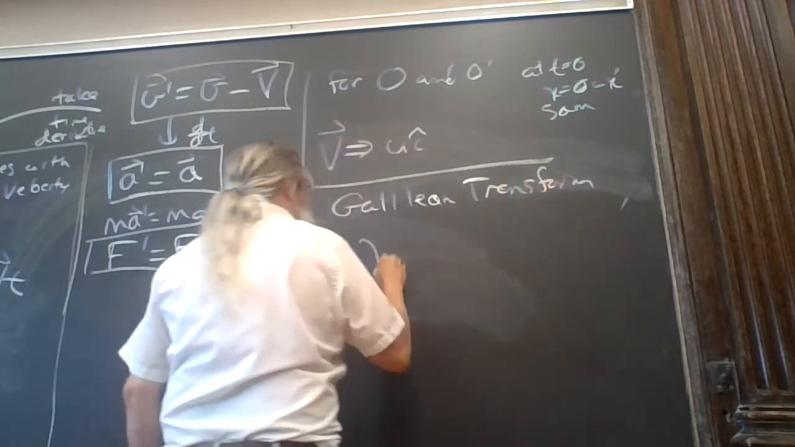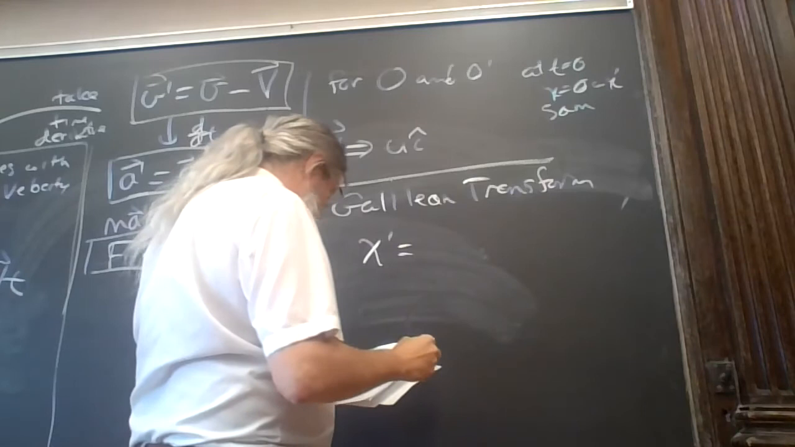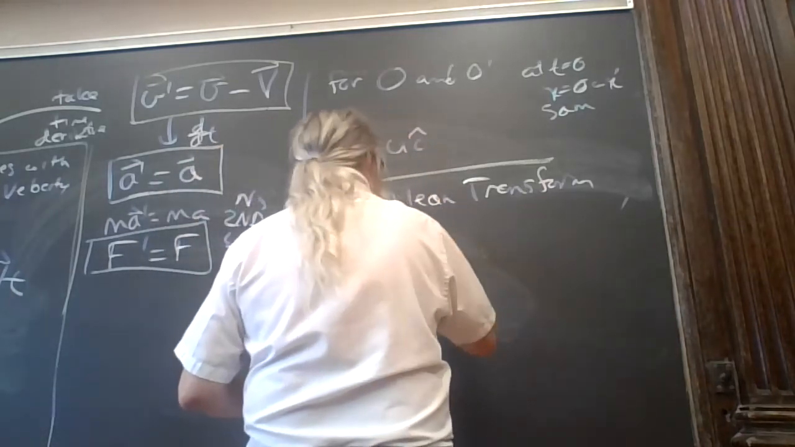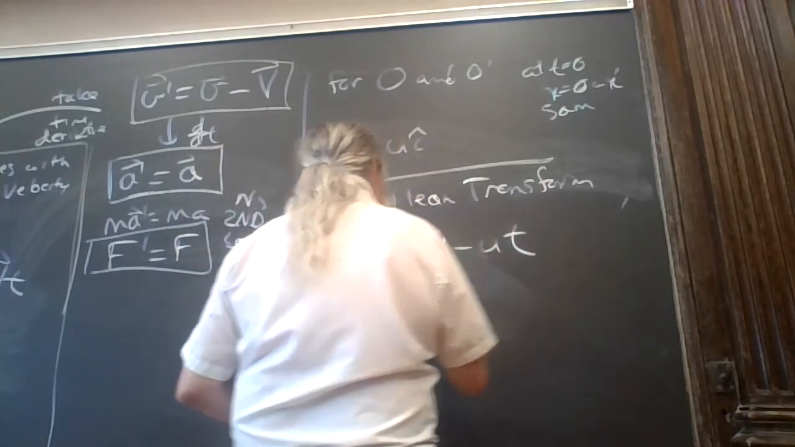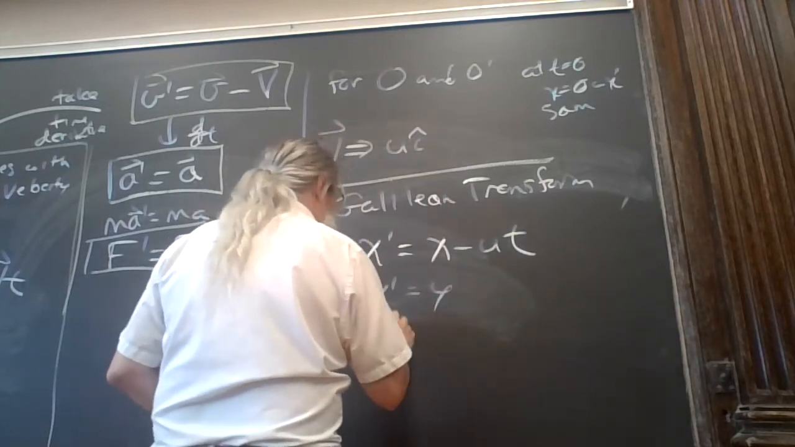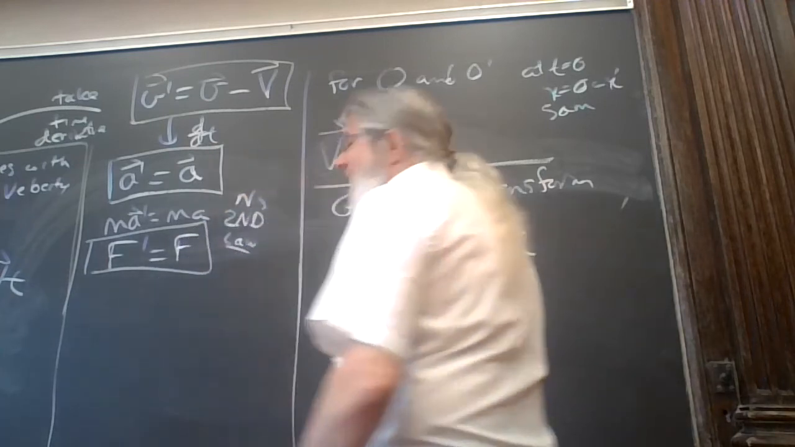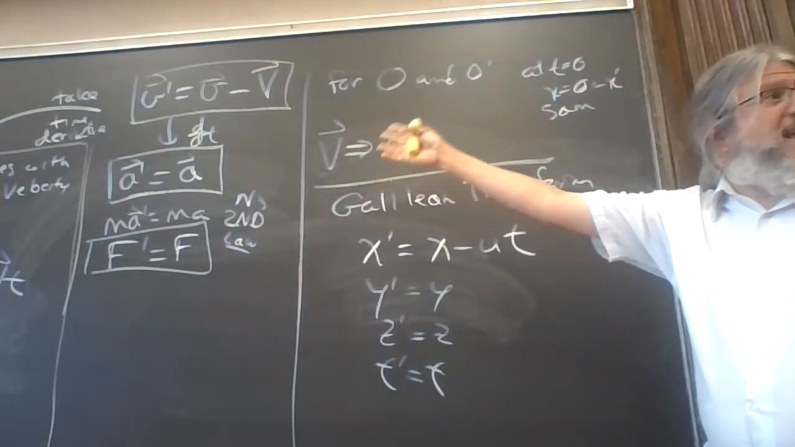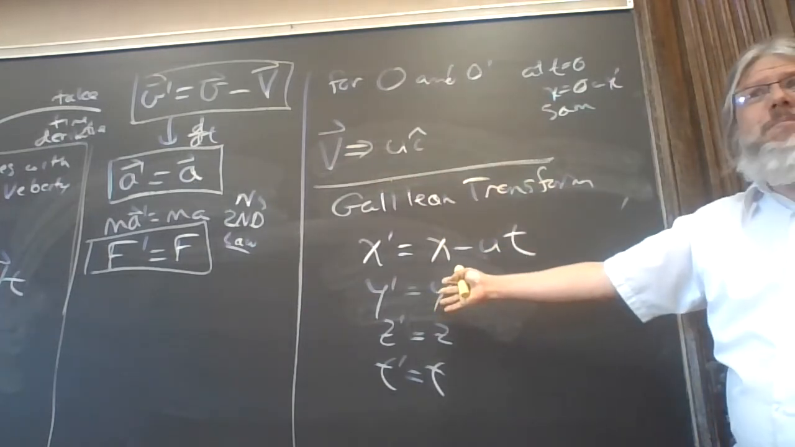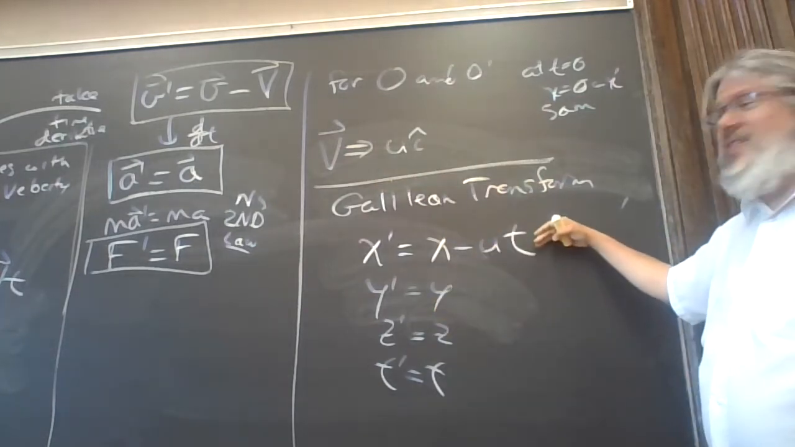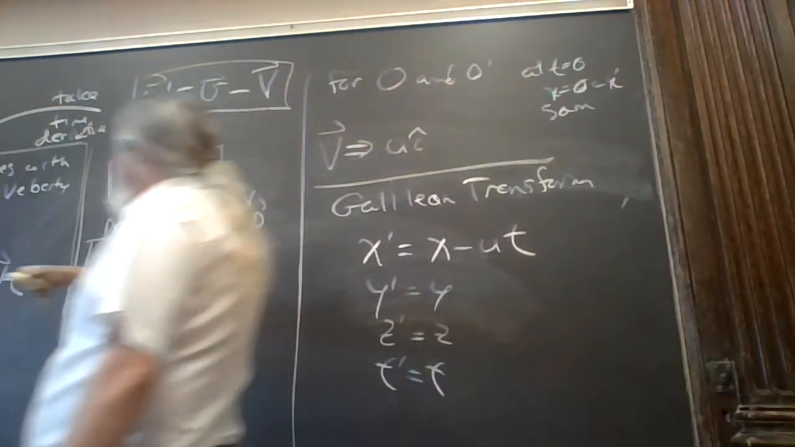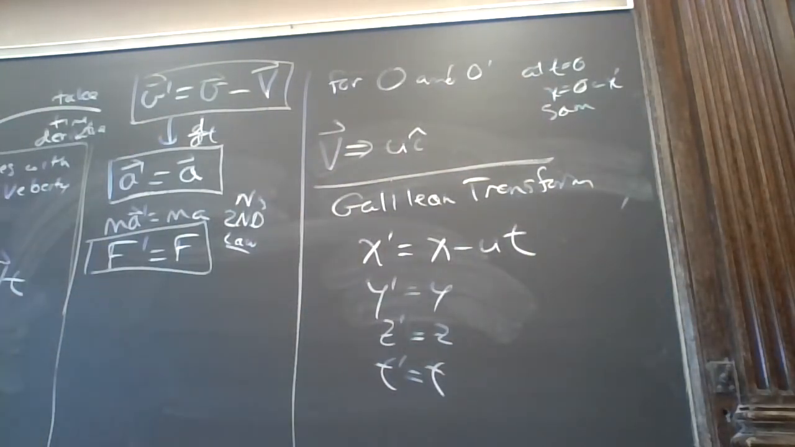Under these simplifications, the Galilean transform can be written like this: x prime is equal to x minus u times t, y prime is equal to y, z prime is equal to z, and t prime is equal to t. All I've done is get rid of the vectors and do it component by component. The only component that makes a difference is the one affected by the motion of the coordinate system in the x direction, starting them both at the same place at the same time.